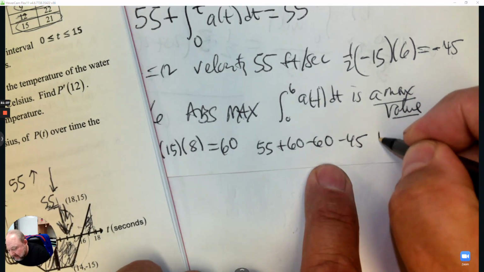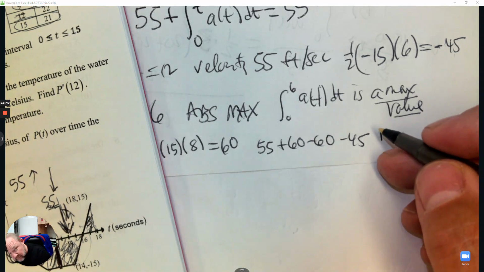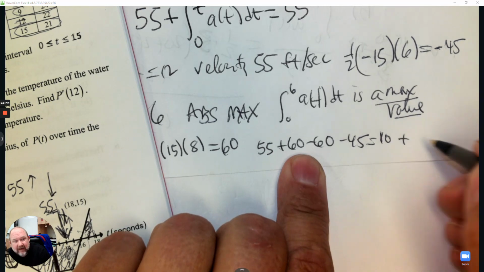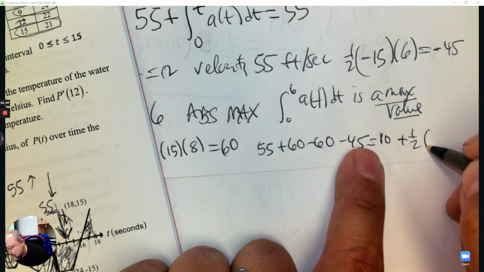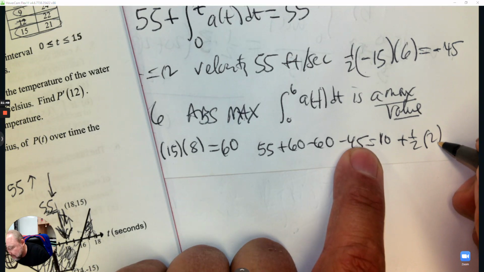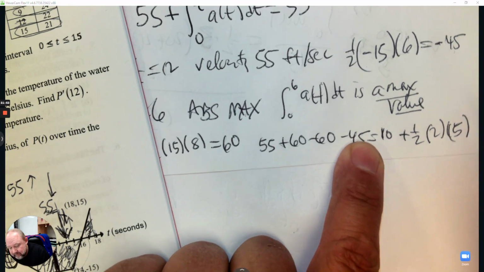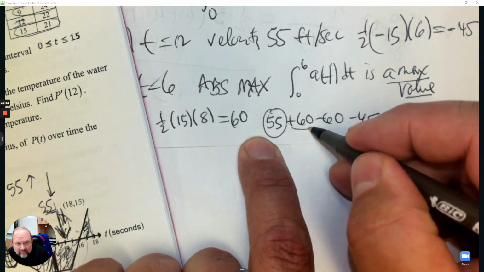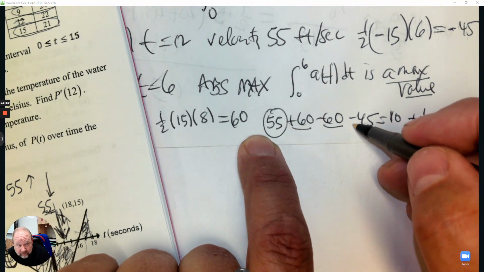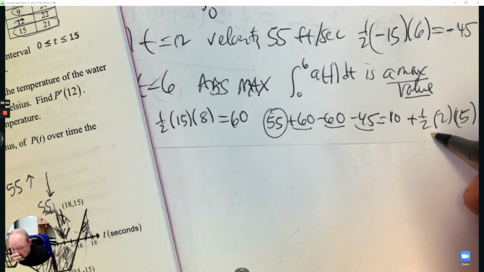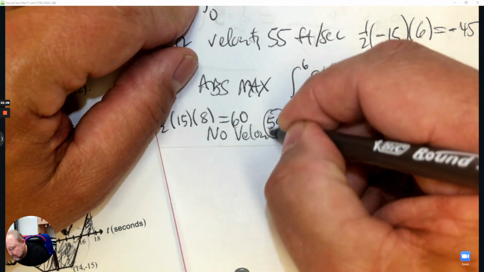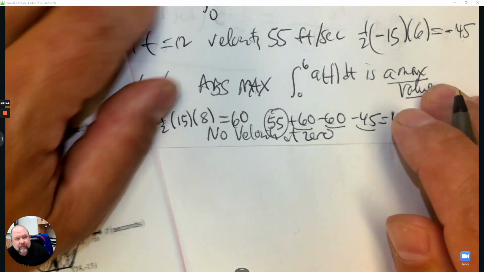And then we have a triangle that we add. So the answer is no, because 55 take away 45, we are already at 10, and then we're going to add the triangle after that, which is half the base times the height. And at no time does this equal 0. So we started at 55, we added 60, subtracted 60, subtracted 45, and then we added the triangle at the end. So the answer is no, there's no point. So that means it never rested. And you're done.